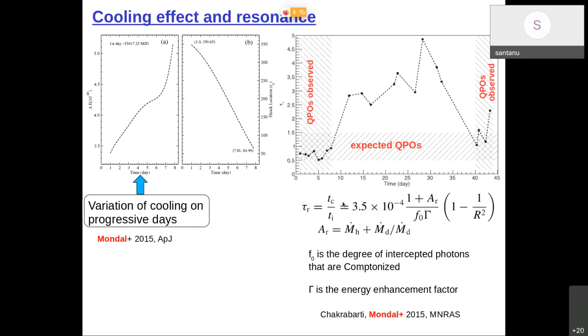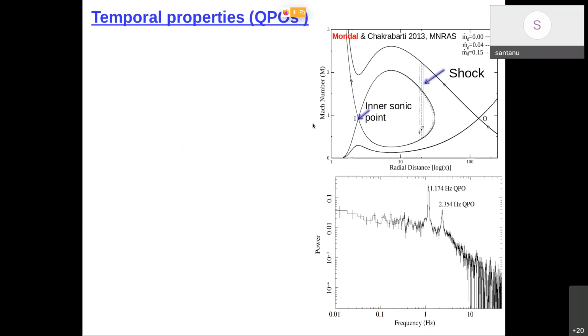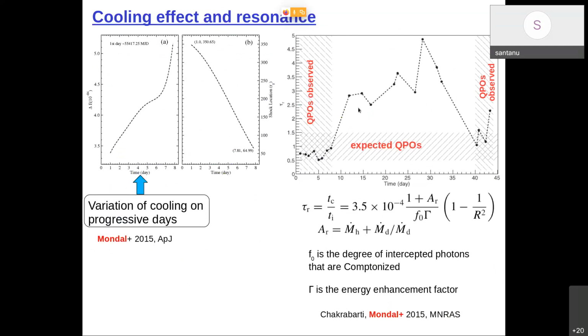We estimated the ratio of these two time scales, and found that within 50%, like 1.5 to 0.5, our expected QPOs match the observed QPOs. But in some regions we can estimate QPOs, but they were not observed. So this clearly shows that the expected QPOs match the observed QPOs.